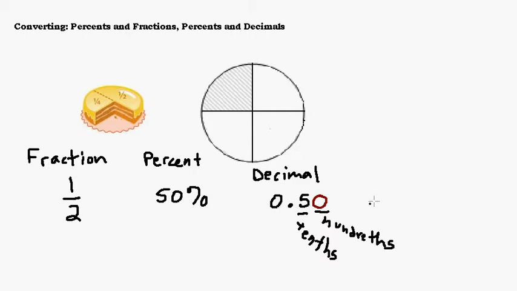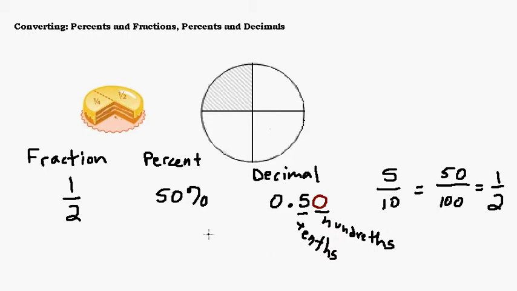So we could think of this 0.5, if we wanted to convert it to a fraction, the 5 is in the tenth spot, that would be 5 tenths. If we looked at it as 0.50, it would be 50, and then that goes to the hundredth spot, so it would be 50 hundredths. And both of those reduce down to 1/2. And that would be converting a decimal to a fraction.